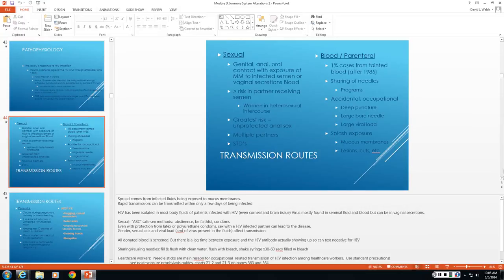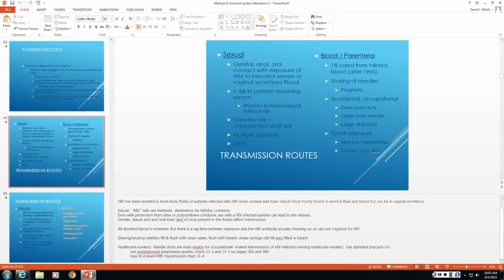We also know that healthcare workers are at great risk for needle sticks. Needle sticks are the main reason for occupation-related HIV infection in healthcare workers. You also always want to use standard precautions with HIV. So there's no need to be gowned up, to be masked, all that other stuff. Through blood and parenteral transmission routes, about 1% of cases from tainted blood have been noted since 1985. Like we talked about, sharing of needles, the programs, cleaning the needles.